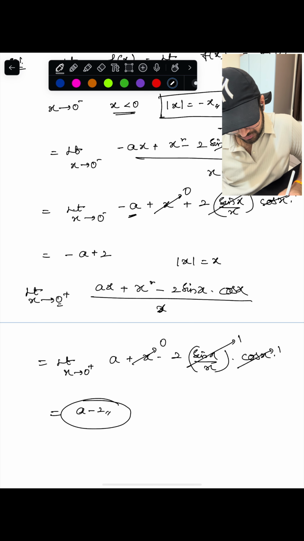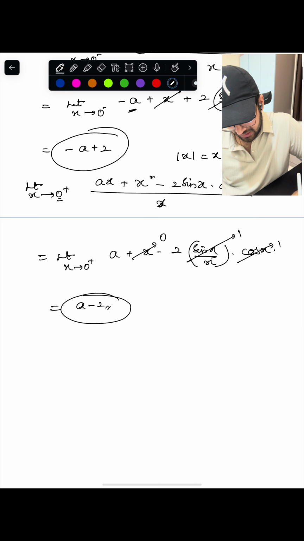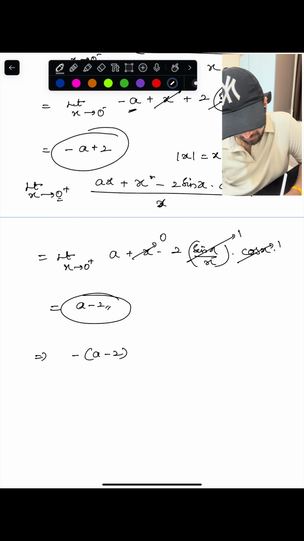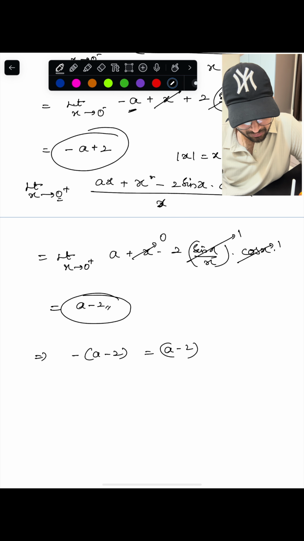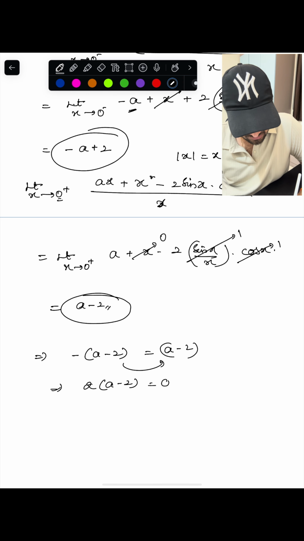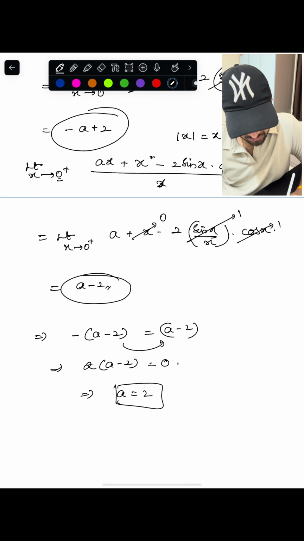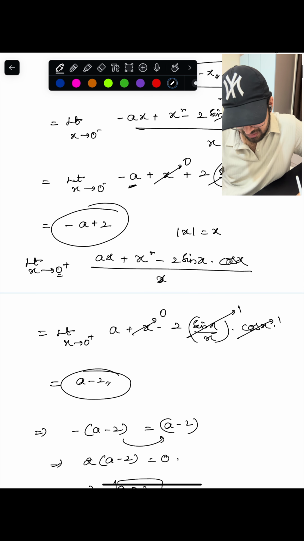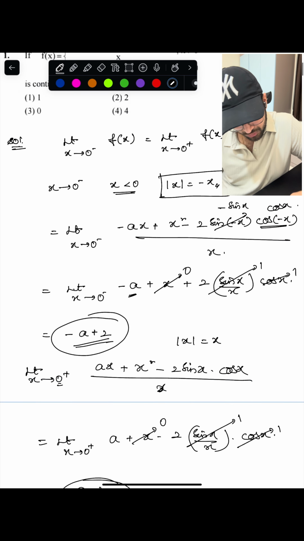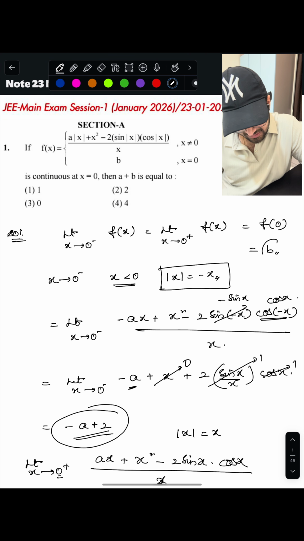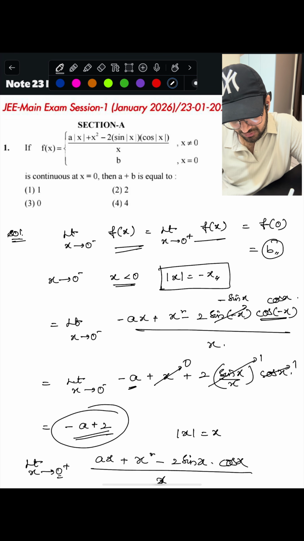So this is the right hand limit and this is the left hand limit, so both of them should be equal, which indicates that minus of a minus 2 should be equal to a minus 2. So 2 times a minus 2, if I take this to this side, you will be getting 0, which indicates that a should be equal to 2. A minus 2 or minus of a plus 2, both of them are 0. That means the functional value should be equal to the limiting value also. So that means b value is 0.